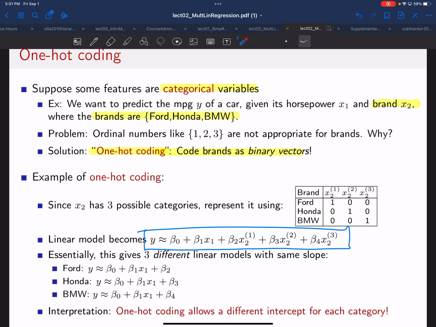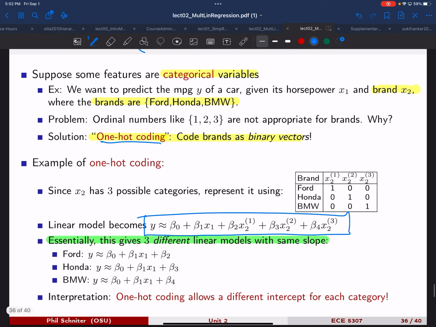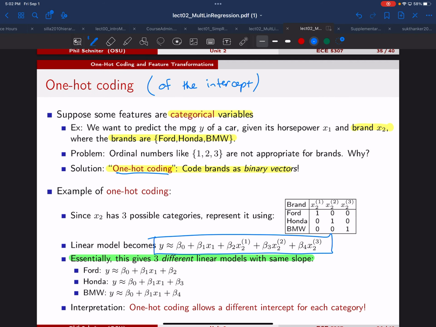That's the main interpretation of this. And just to be clear, I'm going to put in the title, this is one hot coding of the intercept. This is the standard one hot coding, the way that it's usually described. It's not the only way we can do one hot coding. Before we move on, are there any questions on this?